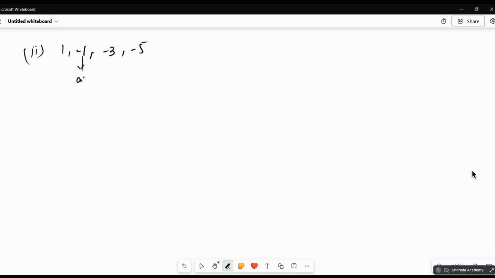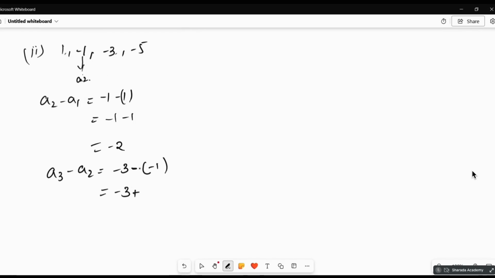Listen here. This is A2, correct? A2 minus A1. Minus 1 minus of 1, so it is minus 2. Then A3 minus A2. A3 is minus 3, minus of A2, which is minus 1. Minus 3, minus into minus is plus 1. So it is minus 2. Then A4 minus A3. A3 is minus 3. Minus into minus is plus.